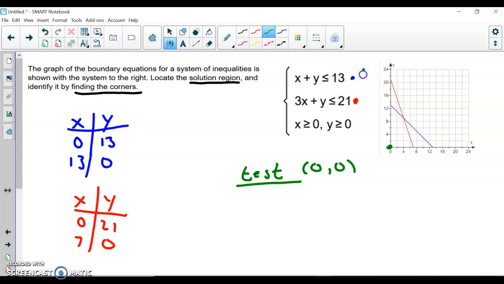So in this case, when I plugged in 0, 0, I got a true statement. That means relative to the blue line, because if you notice that's the blue equation, points on this side of the line are true.